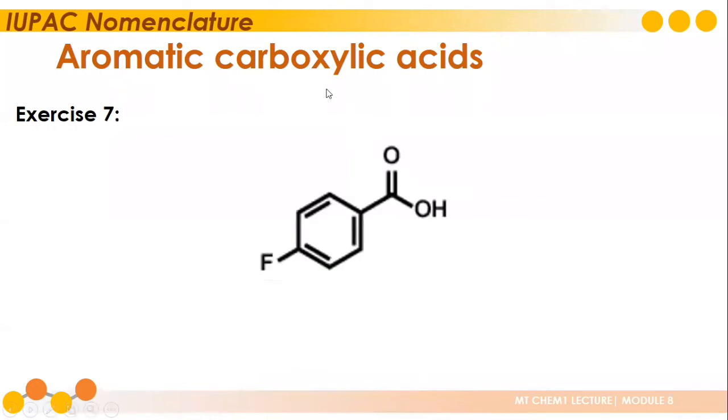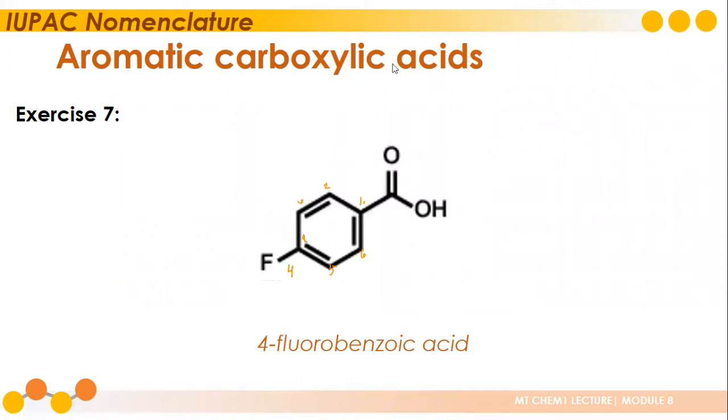Another one. For this one, we have number 1, the ring carbon bearing the carboxyl group, then 2, 3, 4, 5, and 6. Whether you go this way, it's still 1, 2, 3, 4, 5, 6. The location of the halogen substituent is at carbon number 4. So this is now 4-fluorobenzoic acid. Location of the substituent, name of the substituent, and then your parent name.